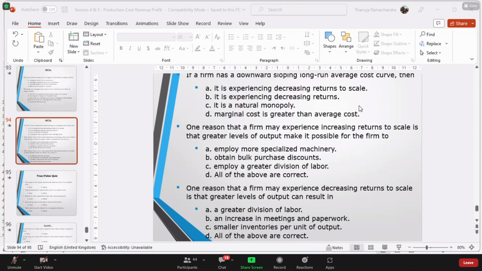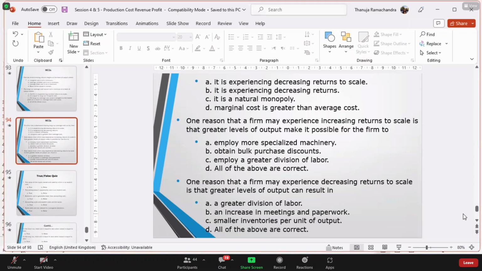Yes. Increasing returns to scale, yes, they become specialized in machinery, and also because the scale of production is higher, they go for bulk purchasing of raw materials so that they get discounts. That also happens. As a result, the average cost per unit is coming down, and they employ a greater division of labor. Yes, the labor also can be divided. So all of the above are correct. Yes. D is the correct answer. Okay. Tell me the next one.